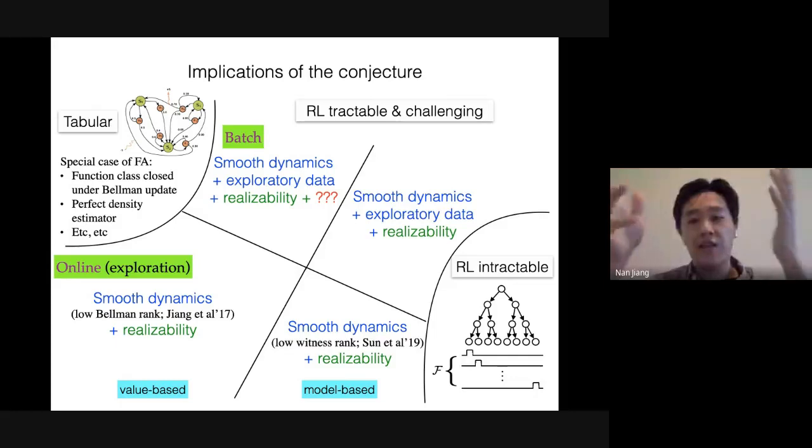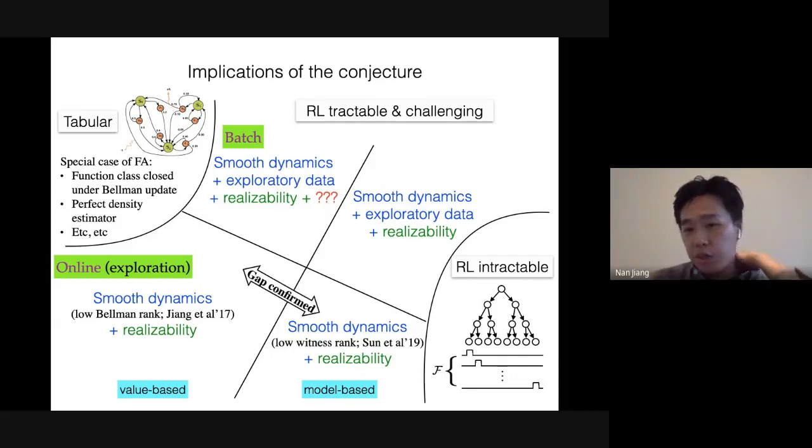For RL to work in any of these settings, roughly speaking, we all need two kinds of assumptions. One assumption is on the MDP dynamics to be structured and smooth enough. And in the batch setting, you also need exploratory data. And the other assumption is on your representation power.